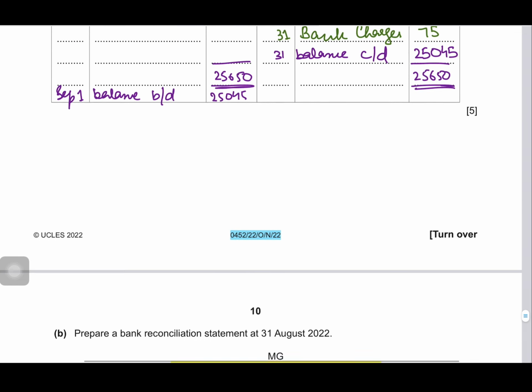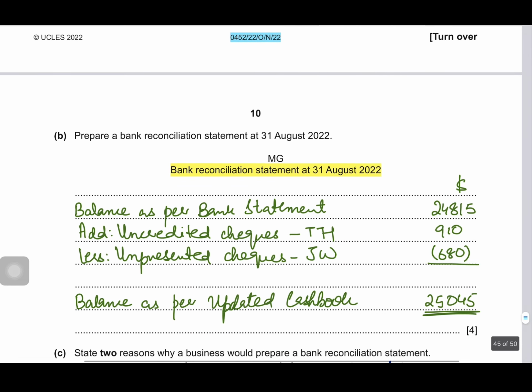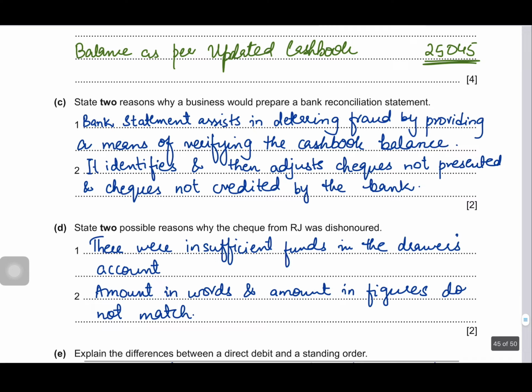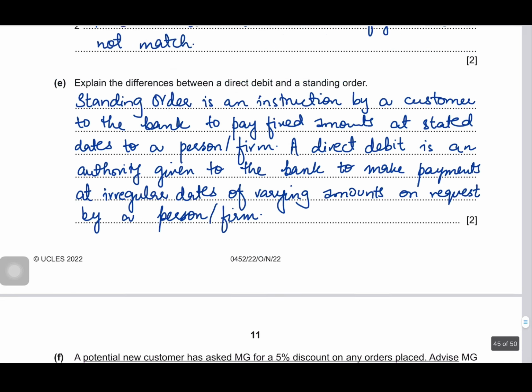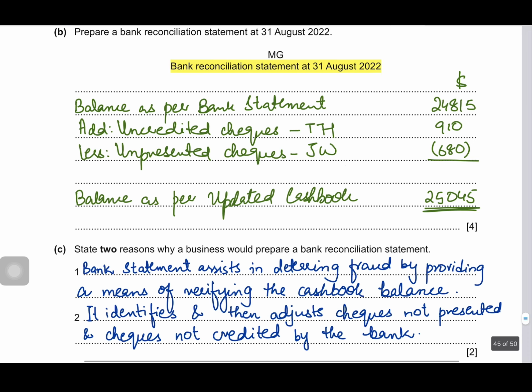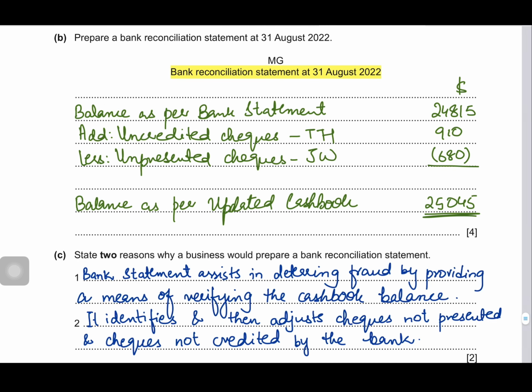And let's move towards part C. Part C and onwards are theoretical parts. I've already written some answers so that you can get an idea of how we can attempt such parts. And if you have more points, of course you can write them in your own words as well.